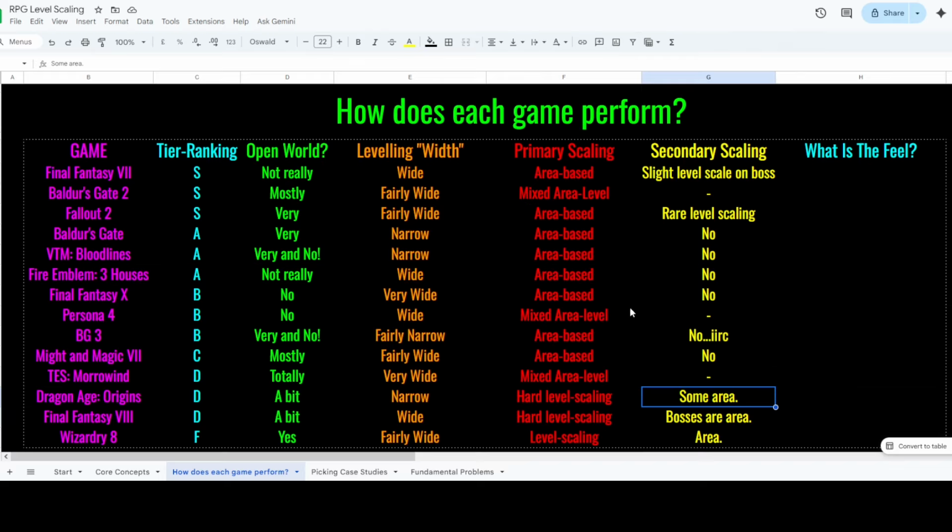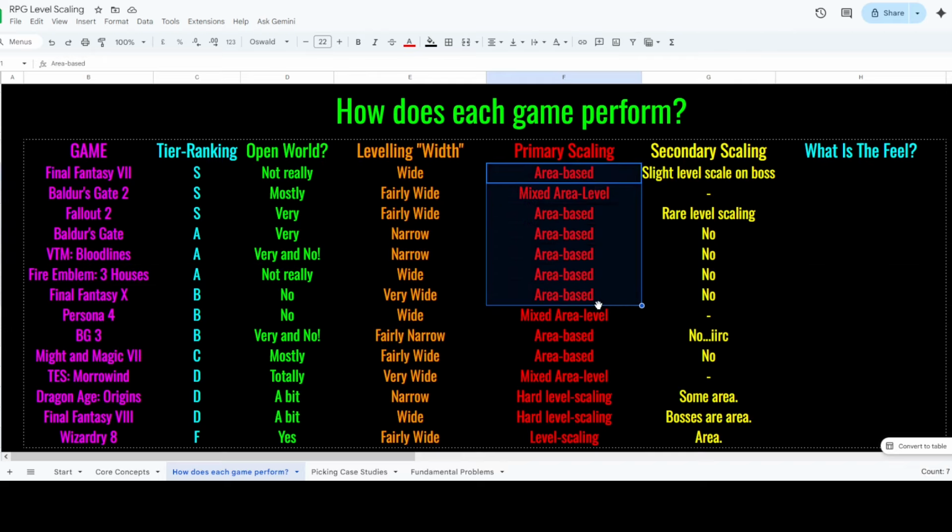What's going on here? Well, if we ignore this one, we will see that the ones that are most clearly level scaling are right down at the bottom, and the next one up, the best of the ones, I suppose, for this, in D, is mixed, and we're seeing mostly an area based approach to things.